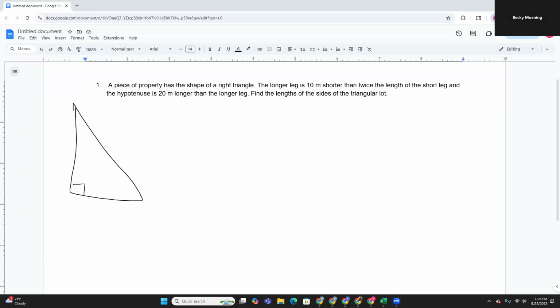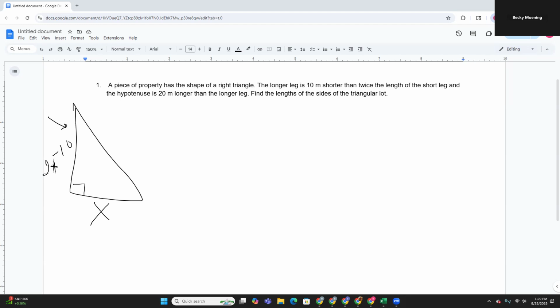We have a right triangle. The longer leg, which is here, is 10 meters shorter than twice the length of the short leg. Let's stop there. Okay, so this is in reference to the short leg. So if we think the short leg has a length of x, then the longer leg is 10 meters shorter than twice the short leg. So because it's shorter, we have to take away 10. So 2x minus 10 is the longer leg.